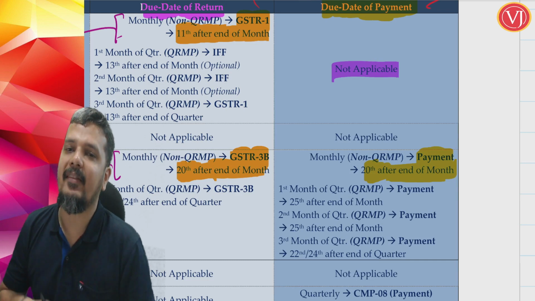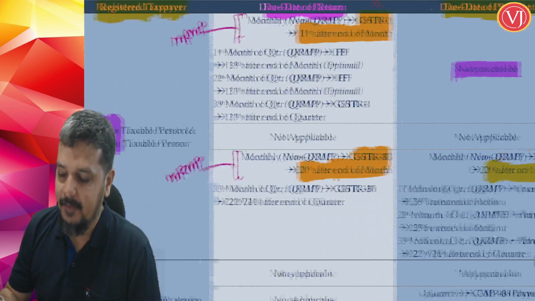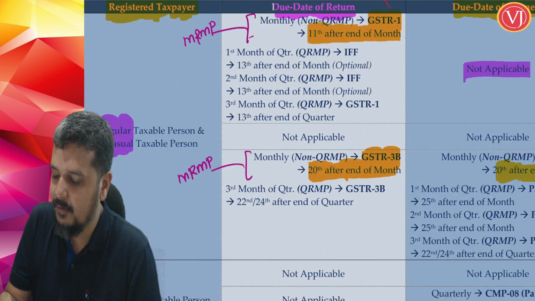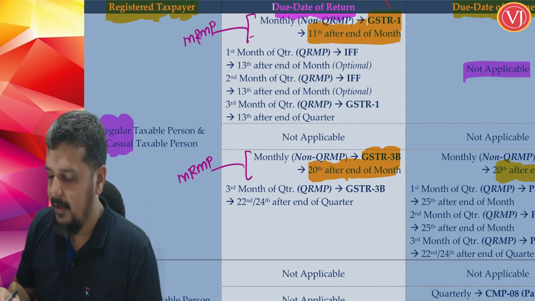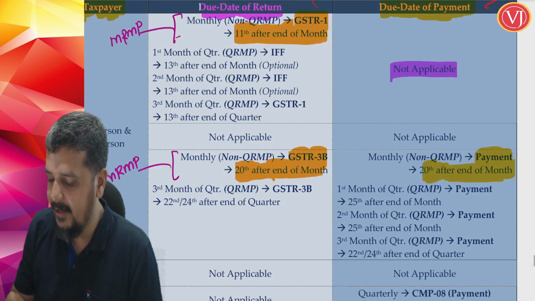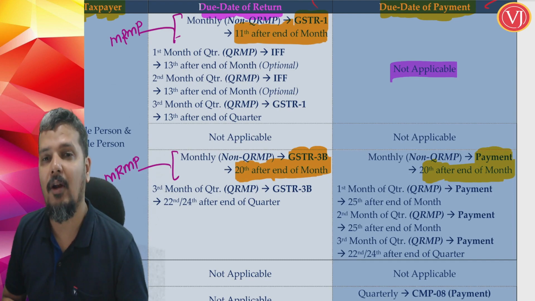So, a regular taxable person or a casual taxable person who is under MRMP scheme will, after the month is over, first file GSTR 1 on 11th of the next month. Then will make the payment and file GSTR 3B on or before 20th of the next month.